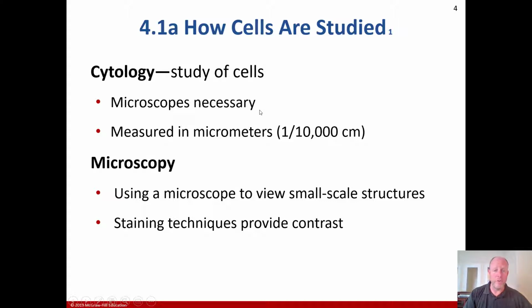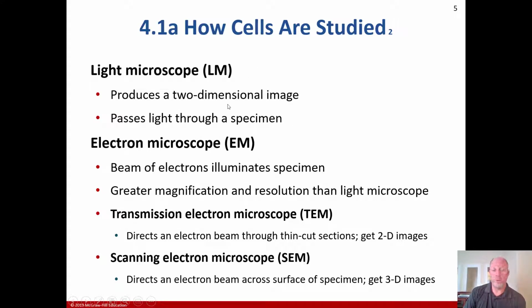Microscopes are necessary to do it because cells are measured in micrometers, extremely small, too small for the naked eye, where one micrometer is equivalent to 1/10,000th of a centimeter. Microscopy is using a microscope to view small-scale structures and using staining techniques to provide contrast so you can see them, which I'm sure you've done in both high school and college level biology and some chemistry.